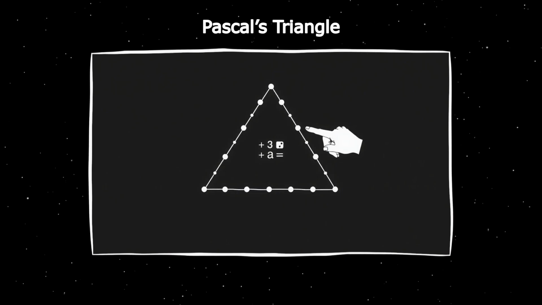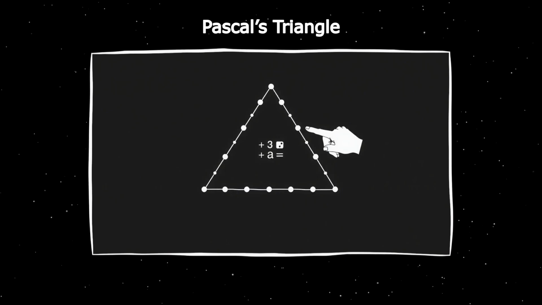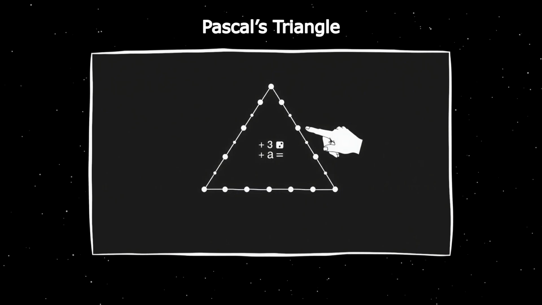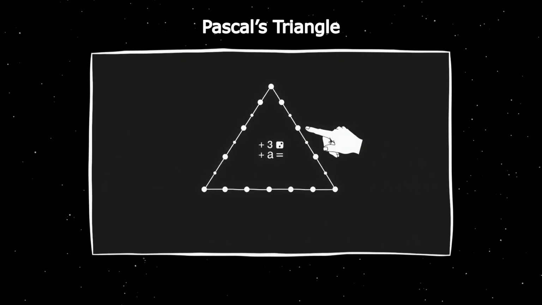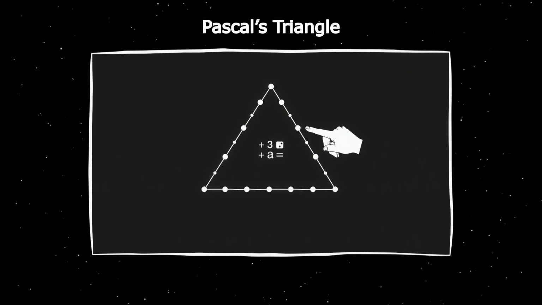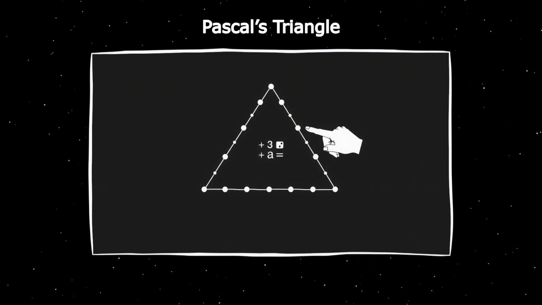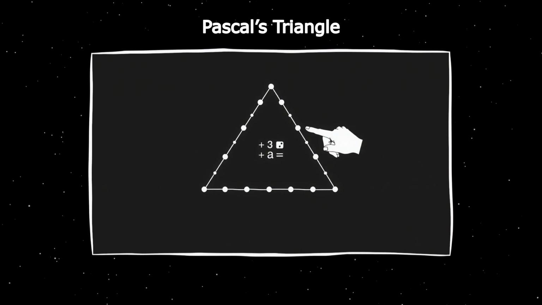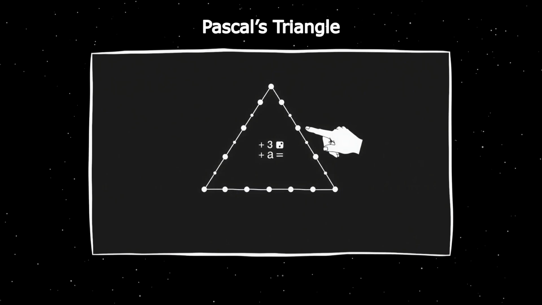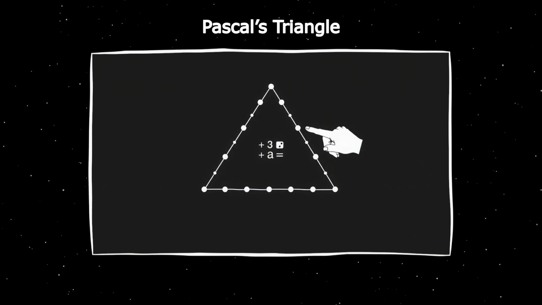As you move downwards, each number inside the triangle is derived from the two numbers directly above it. For instance, the second row contains the numbers 1 and 1, and the third row holds the number 2, which is the sum of the two ones above it. This pattern repeats and creates additional rows, generating a beautiful geometric shape that expands infinitely.